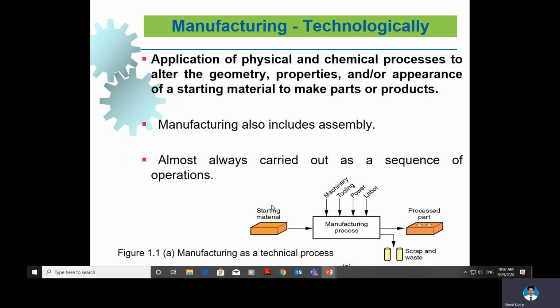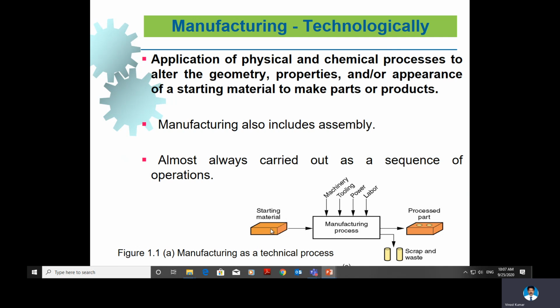So a starting material, through a manufacturing process, we get a final finished product. For example, here, this is a starting material, which we call a raw material. This raw material is converted into a final finished product using a manufacturing process. It can be material removal, casting, or whatever it is. We use tools for it, and then we use power and labor. Labor means human factors are also involved in the manufacturing process.